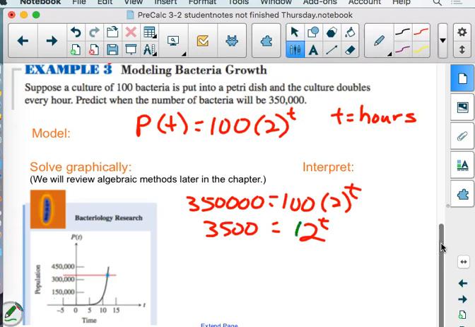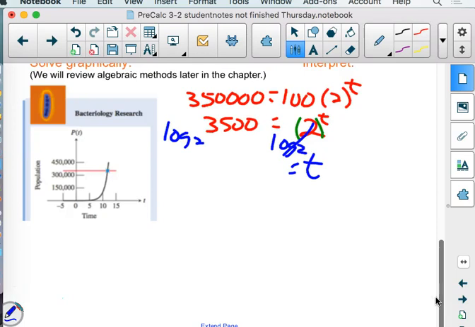Now, I want to gain access to the t. Right now, I can't get t because the 2 is in the way. How do you get rid of that 2? Log base 2. Those are inverses. On the other side, I've got the old-fashioned calculator, so I have to use the change of base formula. And the change of base formula says you take the logarithm of the big number you're trying to evaluate, which would be the 3,500, and you divide it by the logarithm of the base.